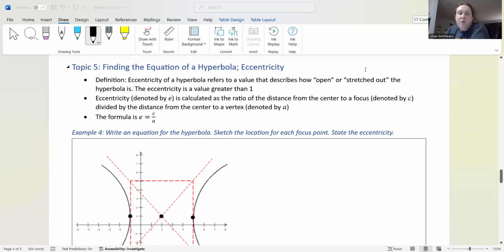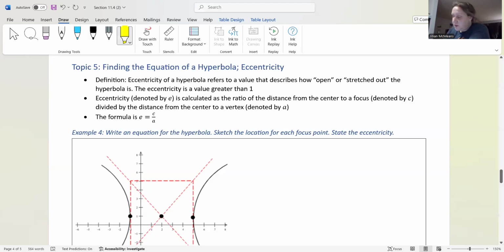Okay, for topic 5, we're going to look at finding the equation of a hyperbola. We're also going to revisit the idea of eccentricity. So remember, with an ellipse, eccentricity told us how much an ellipse deviates from a circle. Is it super squished and oval, or is it kind of round and chubby? We have that same idea here with a hyperbola.